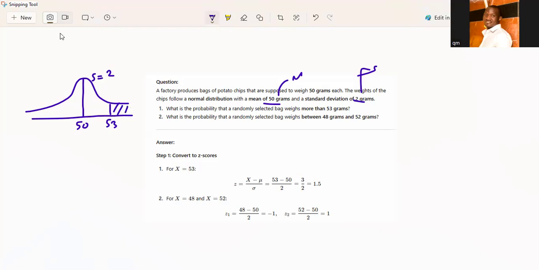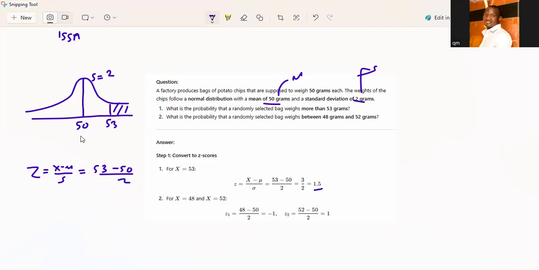So using ISA: illustrate, standardize, shade, and apply. We've illustrated, we have shaded. So now we need to standardize this 53. How do you standardize the 53? X minus mu over standard deviation. Our X is 53. We put the 53 minus 50, over the standard deviation, which is 2. So we're going to get 1.5.